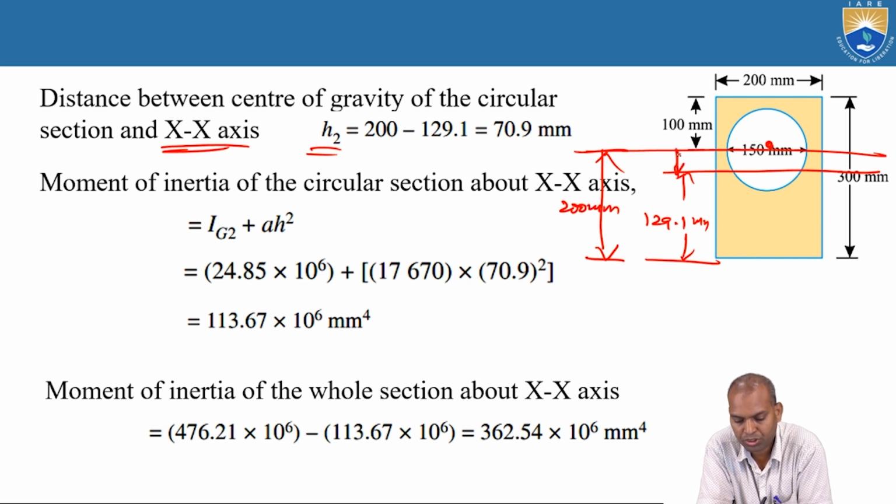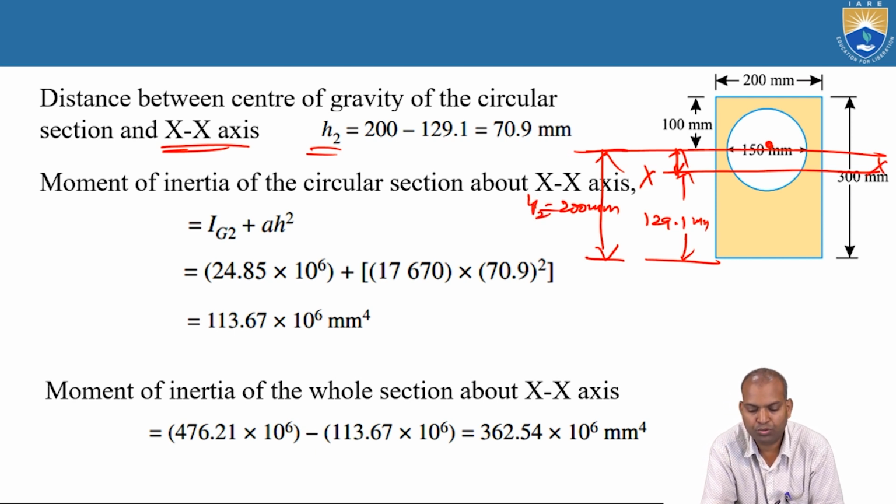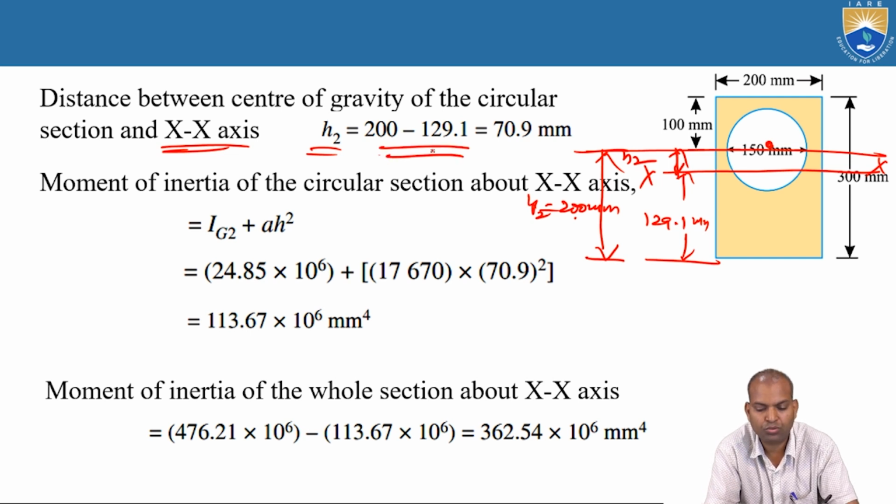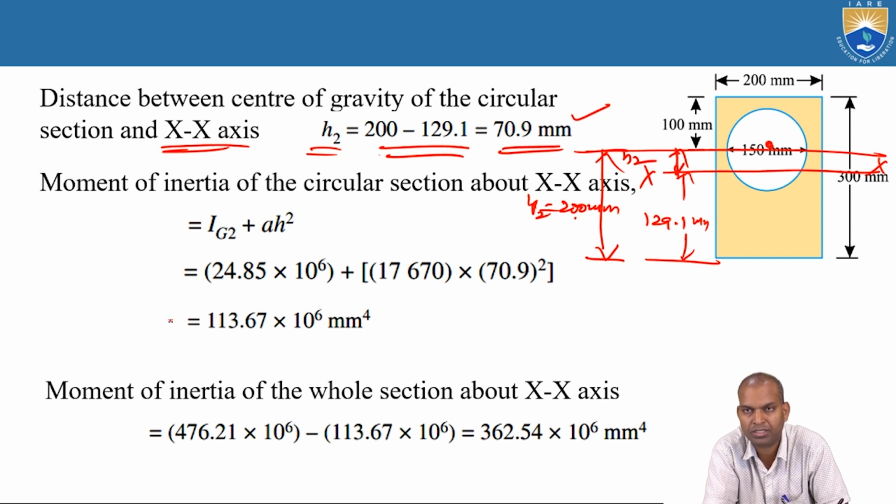We want this portion. This is the x-axis. This is the center of gravity y2. So y2 minus y bar, 200 minus 129.1, then you will get the distance, that is h2. That is what we did. 200 minus 129.1 millimeters, that is 70.9 millimeters.